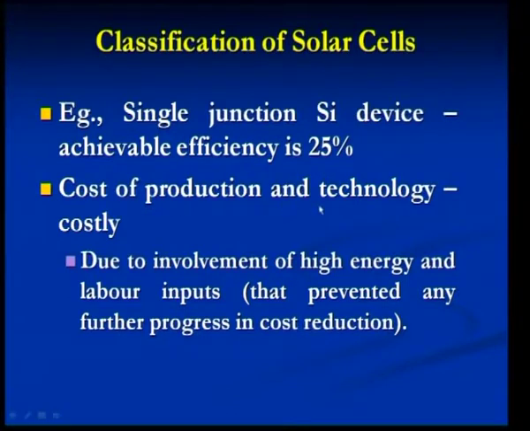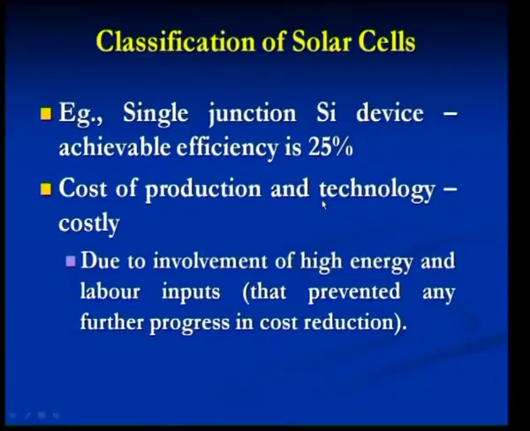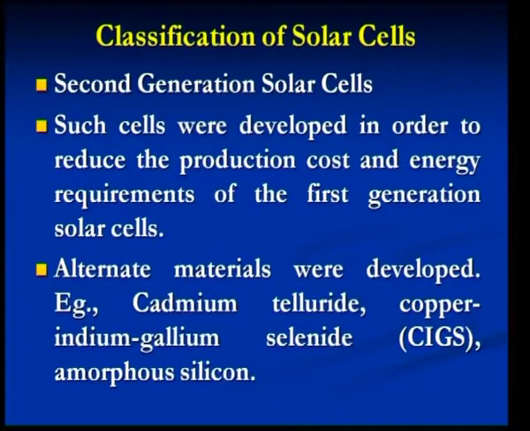The cost of production and technology is very high, and this is due to the involvement of high energy and also the labor inputs that are required. To prevent any further progress in the cost reduction was very difficult. Although it was functioning well and the achievable efficiency was 25%, the cost involved in the technology and the manufacturing and production of your solar cell is very high.